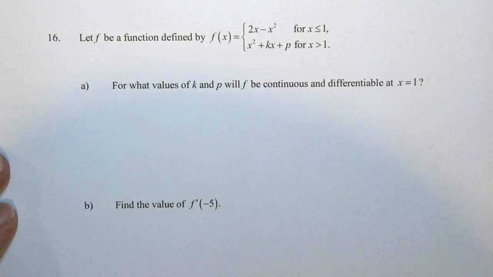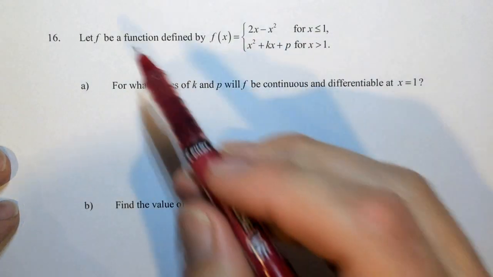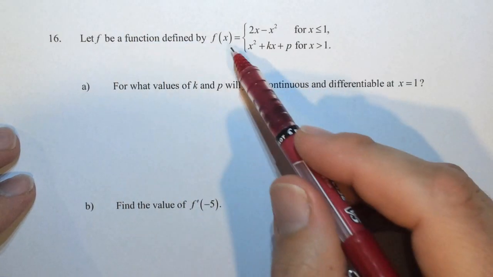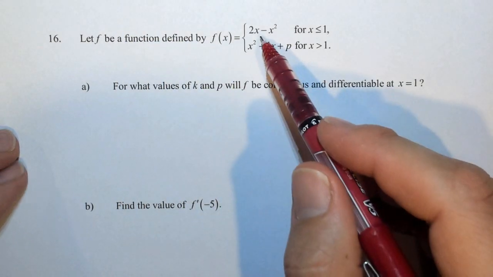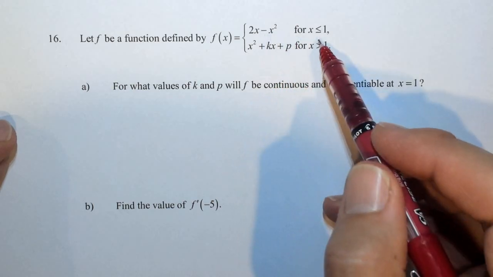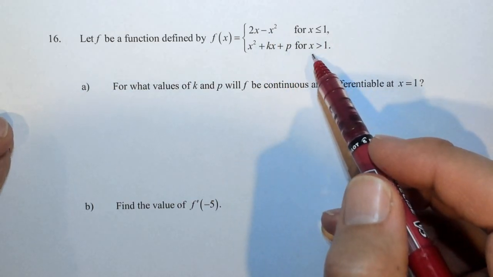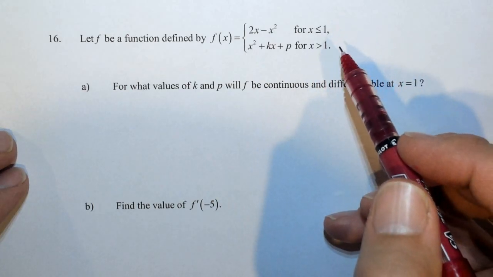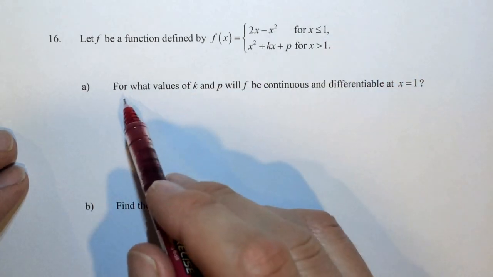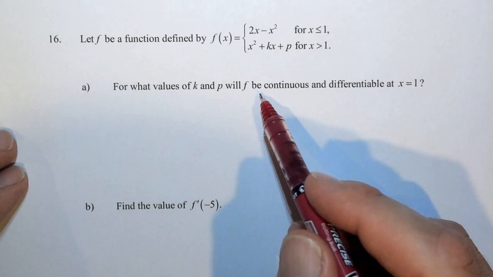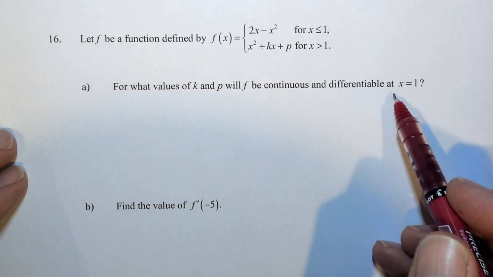Okay, study guide, FRQ. What are we told? At the top of the page, the stem of our question, f is this piecewise defined function, 2x minus x squared if x is less than or equal to 1, x squared plus kx plus p if x is greater than 1. Part A. For what values of k and p will f be continuous and differentiable at x equals 1?